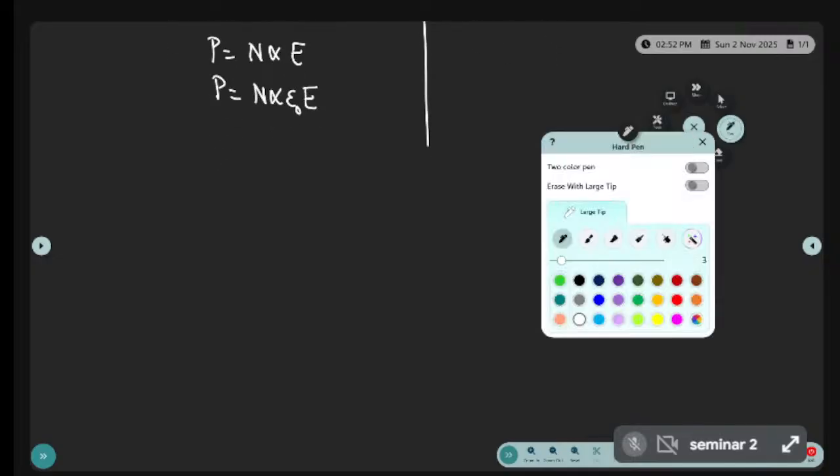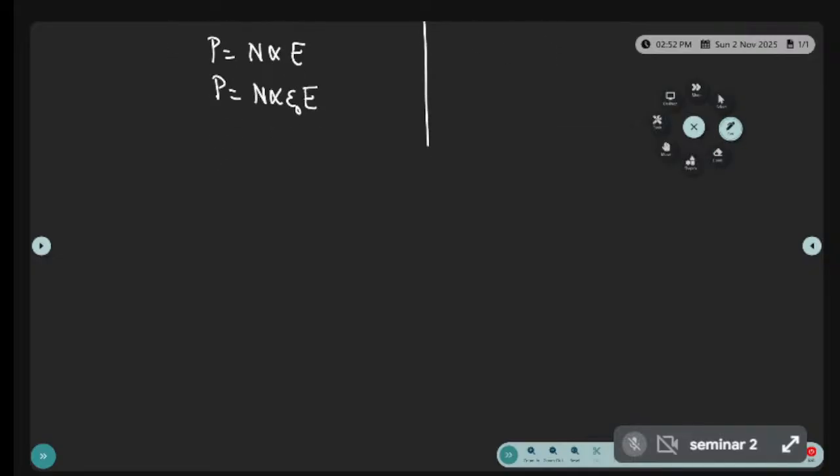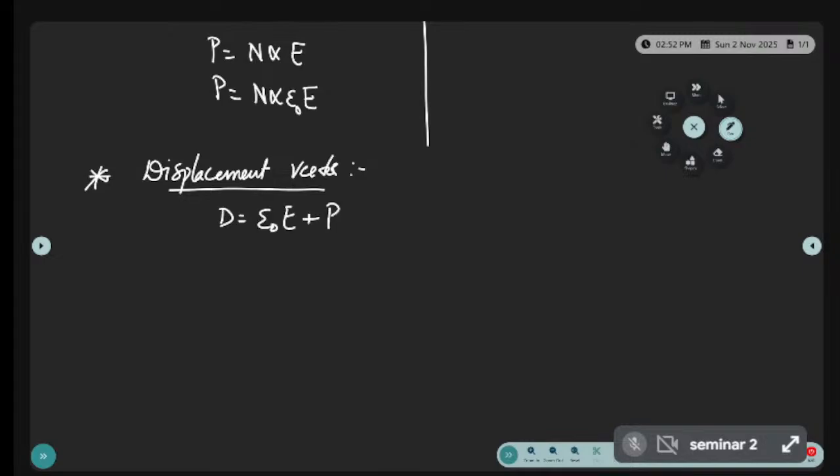Next, the dielectric displacement vector. The expression is D is equal to epsilon naught E plus P. This is the expression for D.